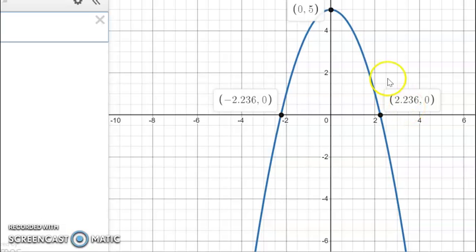My domain is all real numbers, and my range starts at 5 and then all the numbers below 5. So my range would be y is less than or equal to 5. All right, I hope you understand all the properties of a quadratic.